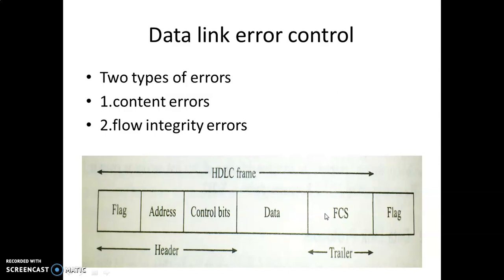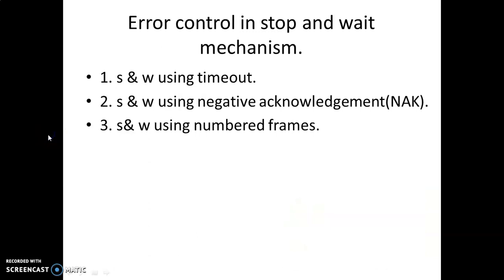Now we'll discuss error control in the stop and wait mechanism. We'll first see error control in the stop and wait flow control mechanism, and then we'll see error control in the sliding window mechanism. For error control in stop and wait, there are three methods. One is stop and wait using timeout, the second is stop and wait using negative acknowledgement, that is NAK, and the third is stop and wait using numbered frames. We'll take each one of them. All three are very easy, so I'll try to make it easy for you all.